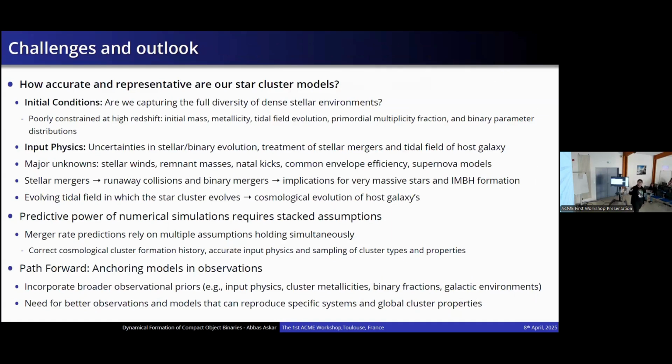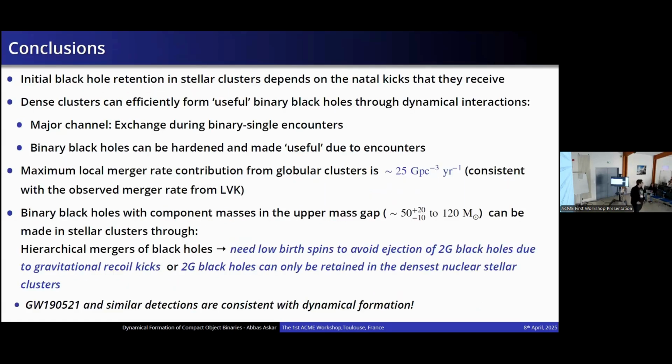Just a few words on the challenges and outlook. Many challenges, we can discuss them later in the discussion section. How accurate and representative are our star cluster models? Initial conditions are a big question mark. They're poorly constrained. Input physics is another whole question mark as well. The predictive power of these numerical simulations, when you make rate estimates, etc., relies on stacked assumptions. Many things need to be correct in order for our predictions to work. And I think the path forward is trying to anchor our models in observations, but that is also not as straightforward as it seems. But these are definitely things to discuss. And I'll leave you with my conclusions for the end. Thank you so much.